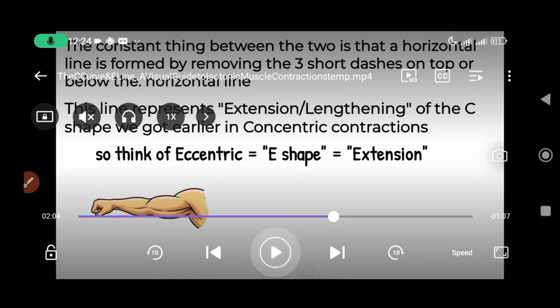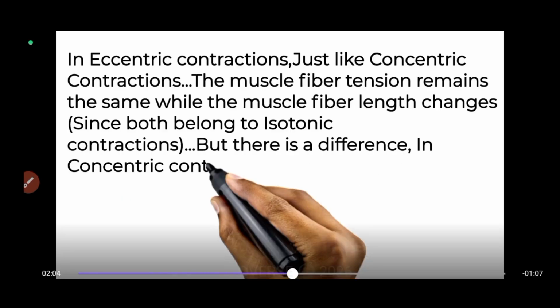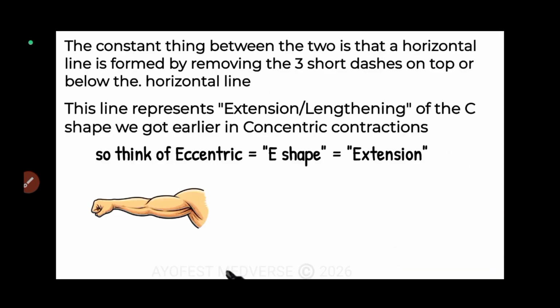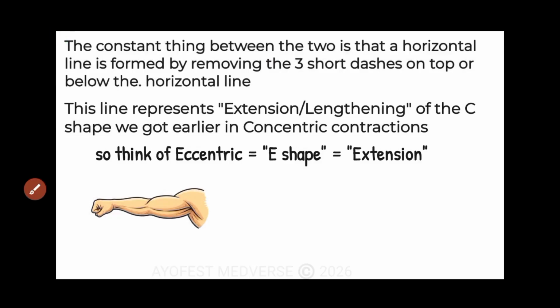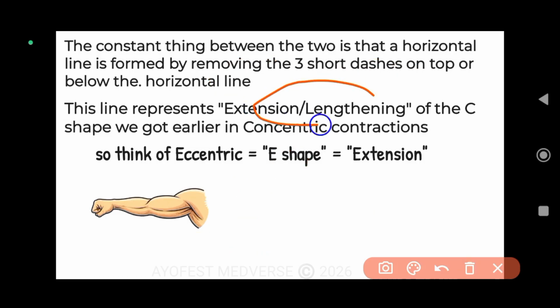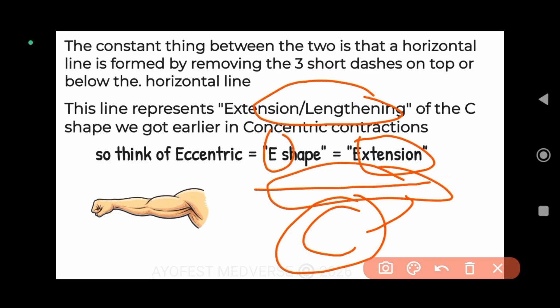So this line is going to be representing the extension or the lengthening of the muscle, in contrast to the C shape we get in concentric. So think of eccentric, E for eccentric, and extension. So this is eccentric, this is concentric. This C is going to be shorter than extension. So concentric is shortening the muscle, while eccentric is extending the muscle fiber, it's extending the length of the muscle fiber.